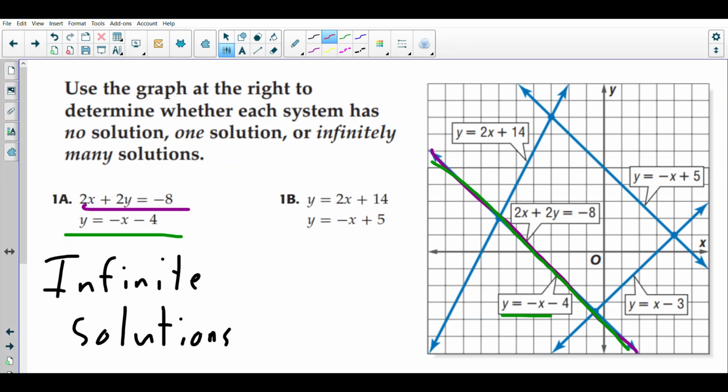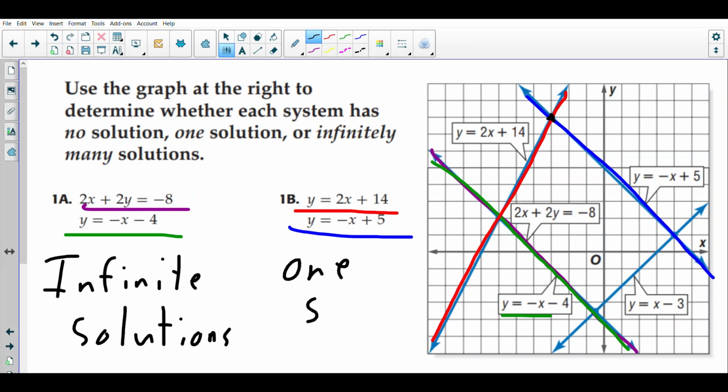Okay, let's do the next one. Y equals 2x plus 14. So I see that one right here, 2x plus 14. And then I move on to 2y equals negative x plus 5 right there. And we see that they intersect right at one point, and so we can see there is one solution. So that's what we're looking for.